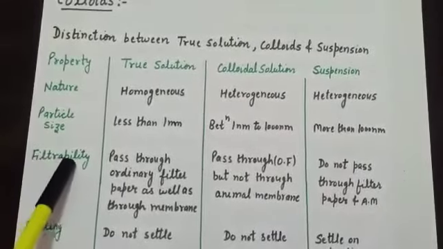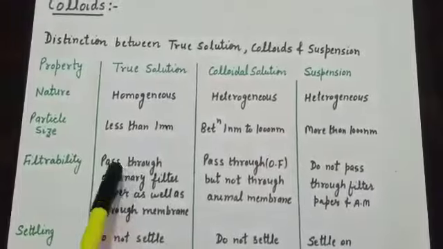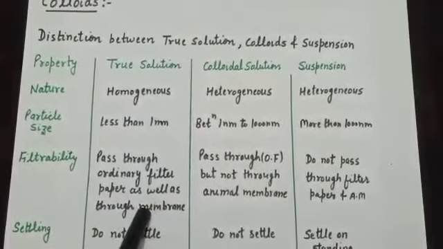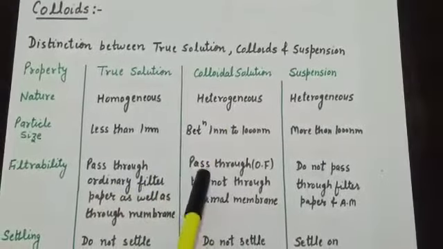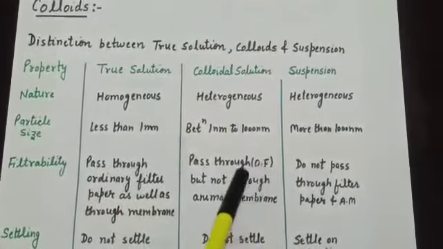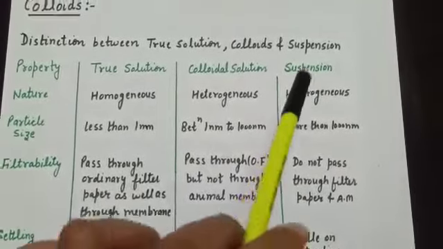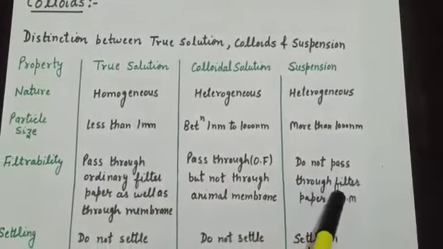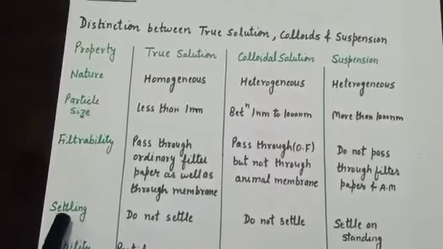Next property is filtrability. The particles of true solution can pass through ordinary filter paper as well as through membrane. Whereas in case of colloidal solution, the particles can pass through ordinary filter paper but not through animal membrane. In case of suspension, the particles do not pass through filter paper as well as through animal membrane.